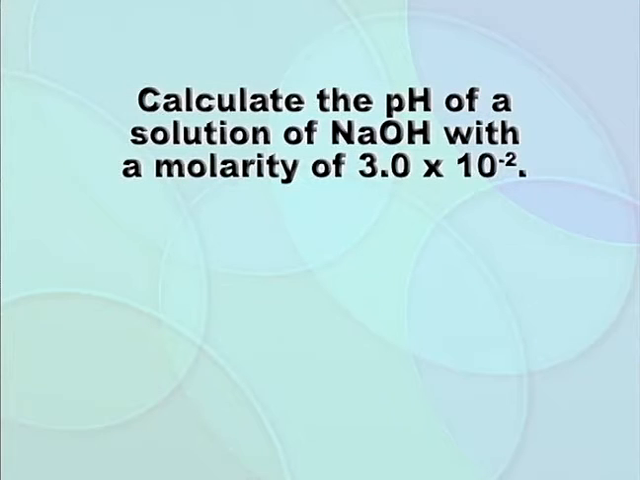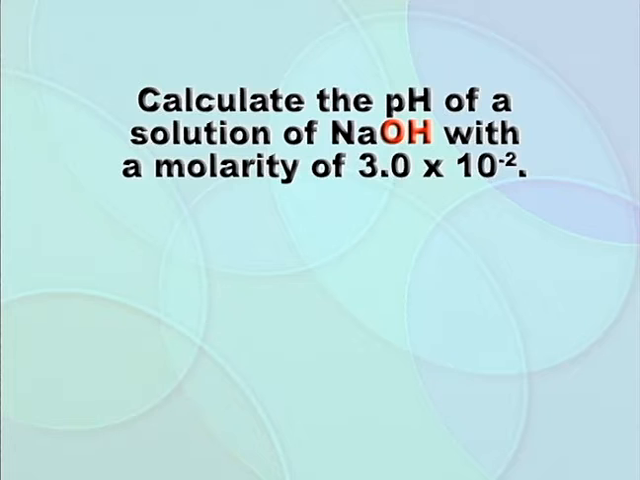Let's give one of these a try. Let's calculate the pH of a solution of NaOH with a molarity of 3.0 times 10 to the negative second power. Since there is 1 hydroxide ion in every formula unit of sodium hydroxide, we have a hydroxide ion concentration of 3.0 times 10 to the negative second molar.